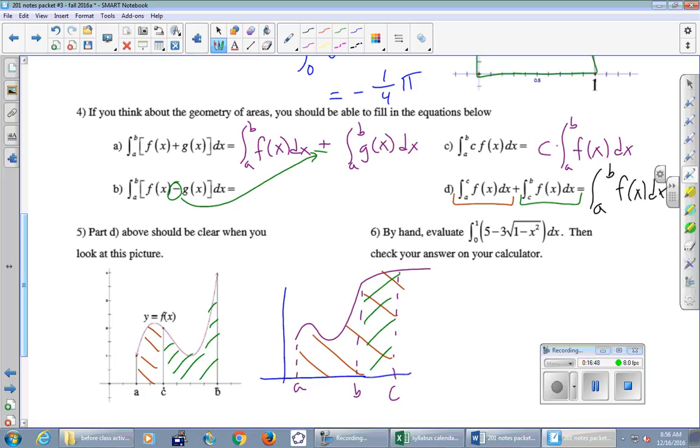Okay, so we can apply that theorem here, or some of these theorems here in number 6. It says evaluate this integral from 0 to 1 of 5 minus 3 times the square root of 1 minus x squared dx.